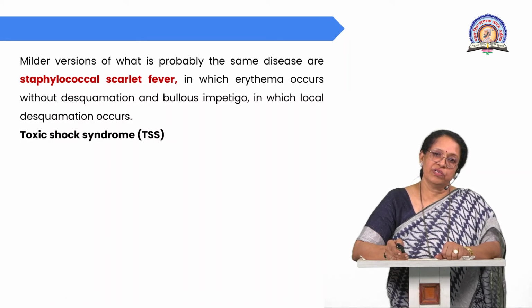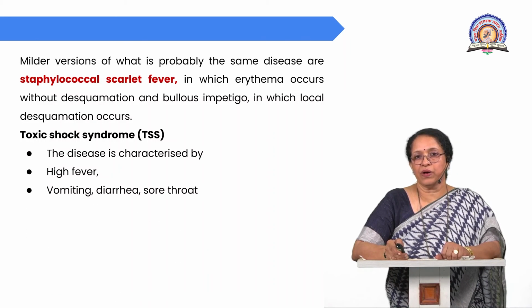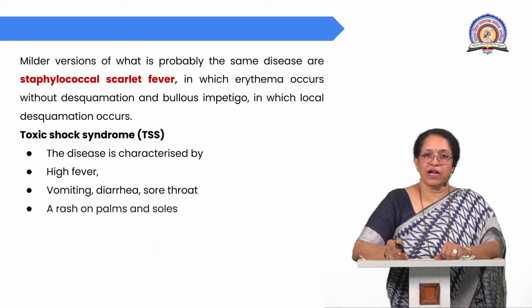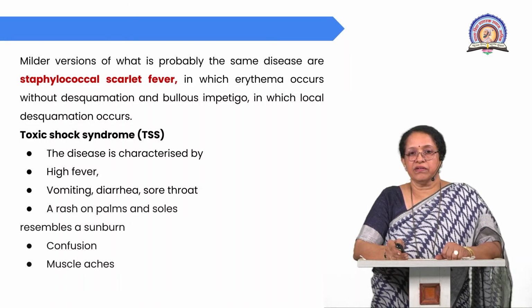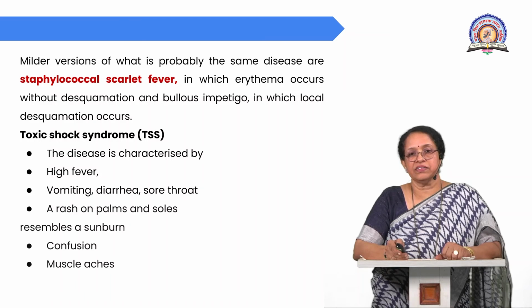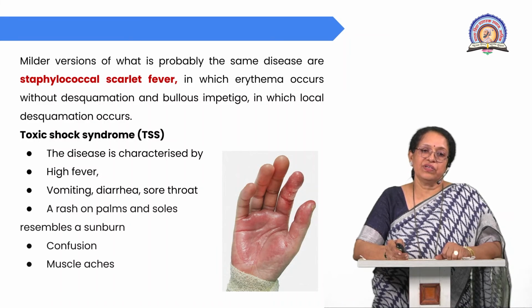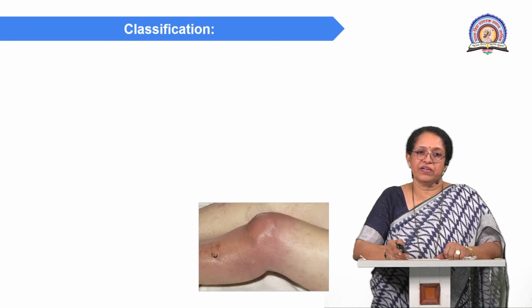One is a local type of infection, but there is a high grade called staphylococcal scarlet fever. Toxic shock syndrome is also because of the toxin by the organism, and this one is characterized by high grade vomiting, diarrhea, a sore throat, and a rash on the palms, so you can see a sunburn-like situation. There is confusion as there is involvement of the central nervous system. There is muscle ache. So you can see the major symptom of toxic shock syndrome, that is erythema, reddening, as well as a swelling of the palms.